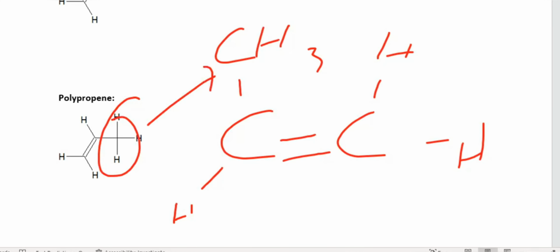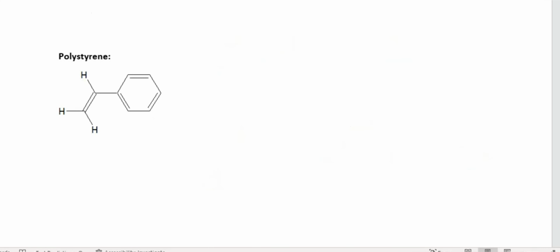And then you have the next one, which is polystyrene. And there's your styrene, C6H5. Each of these points in the hexagon is a carbon atom. So you can clearly see it's 6 carbons since it's a hexagon. And then attached to each carbon is 1 hydrogen. Okay, so C6H5, and that's styrene.